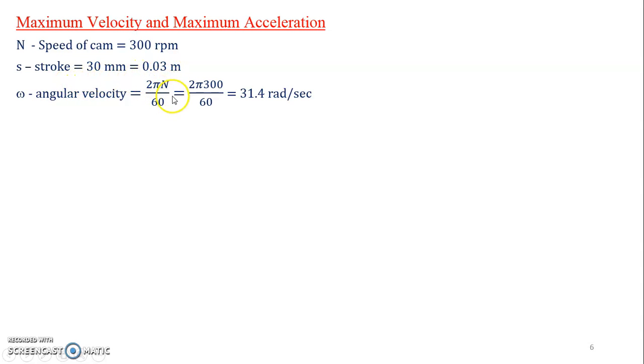But for substituting, we have to use it in meters. Hence 30 mm becomes 0.03 meter. Now omega is the angular velocity, which is given by 2 pi n by 60. In our case, the speed of the cam n is 300. So if I substitute into that formula, I get omega as 31.4 radian per second. This is the angular velocity, in radian per second.